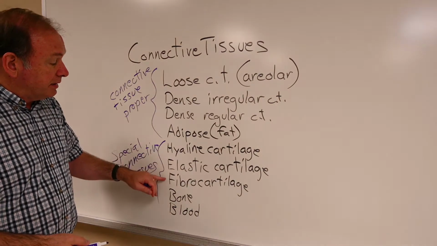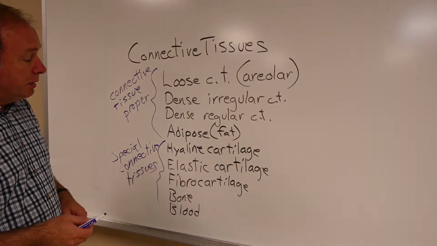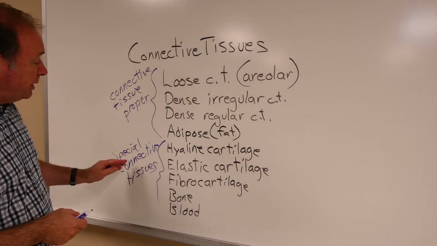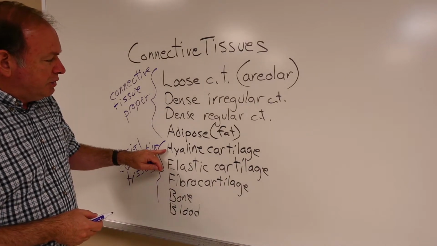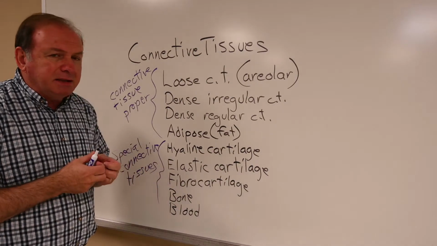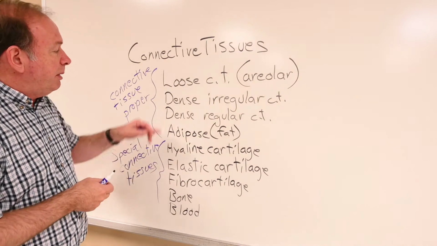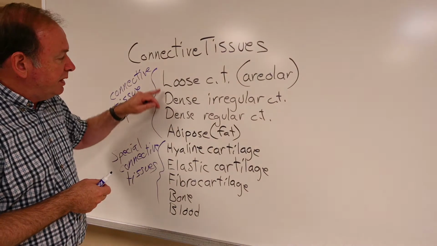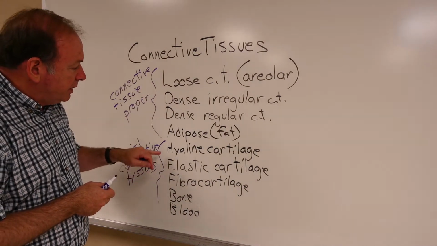Hyaline cartilage, elastic cartilage, fibrocartilage, and bone are all structural. Blood, of course, is not. It's still a special connective tissue. So hyaline cartilage and elastic cartilage and fibrocartilage have the same basic material. The cell type we find here is called a chondrocyte. Remember, we had fibroblasts make up the cell types you find in these connective tissues: loose, dense, and dense irregular.